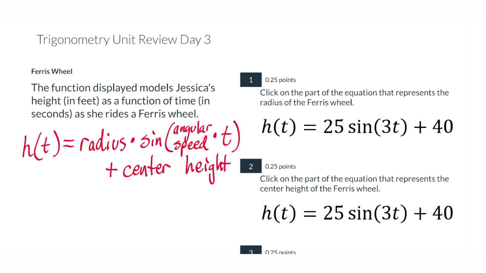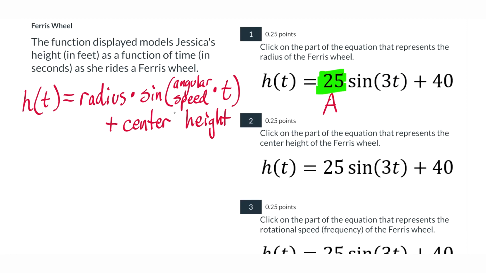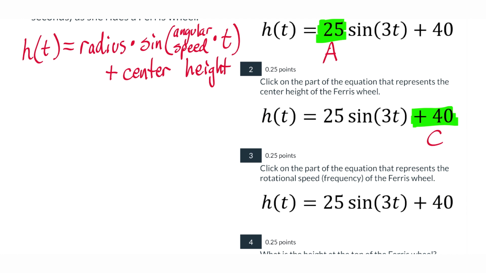You just had to know that the a value, which we normally call the a value of a periodic function, is 25. That represents the radius. Number two wants us to click on the part of the equation that represents the center height. Well, that's over here. That's our c value from the general function. And then it has us click on the frequency, which we call speed. So as long as you clicked on the 3 there, which is our b value.